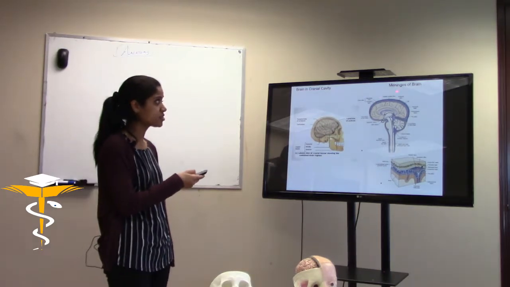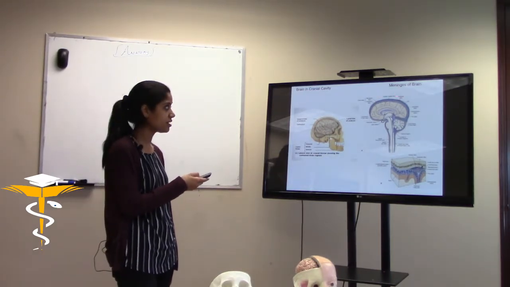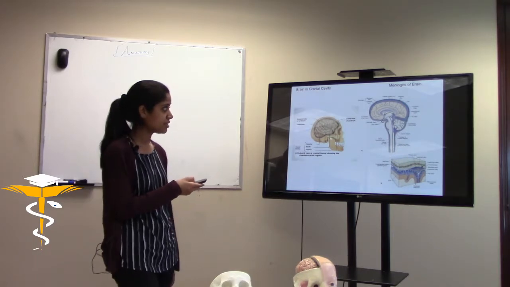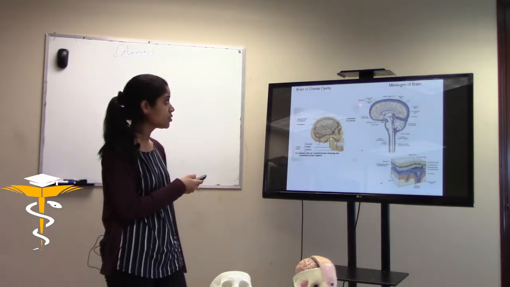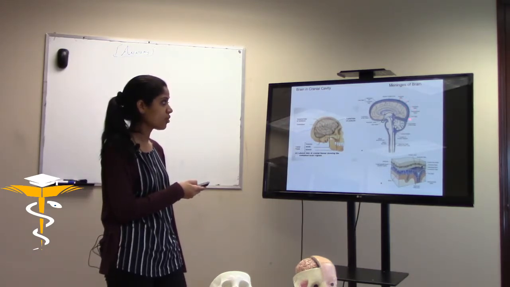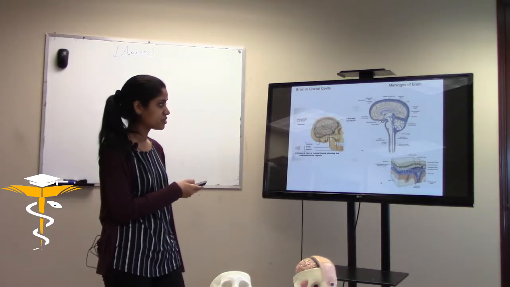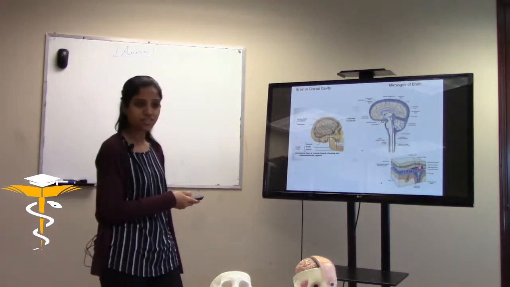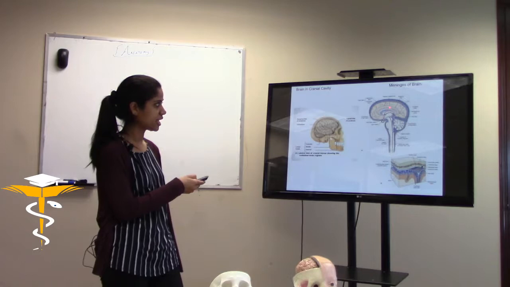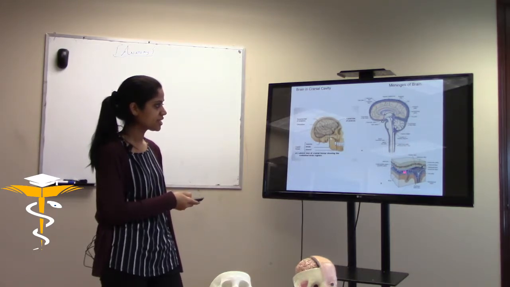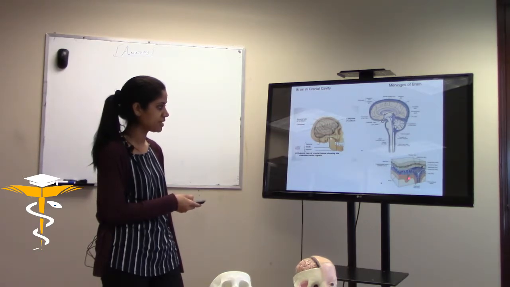The three coverings, or the three meninges of the brain, from the outer aspect to the inner aspect, are named the dura mater, the middle layer called the arachnoid mater, and the innermost layer called the pia mater. This diagram is the enlarged view of the upper diagram, and you can see all the coverings of the brain: the dura mater, then the arachnoid mater, and the innermost is the pia mater.